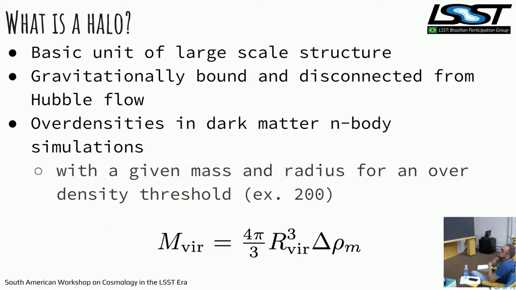And then comes the question, what's a halo, right? This is the parallel of the galaxy cluster in the simulations, the basic unit of our large-scale structure. So it's essentially an overdensity that is defined by this formula here, where you can exchange delta here by 200, for instance, if you're measuring the mass for a region of 200 times the mean overdensity of the universe. Okay.